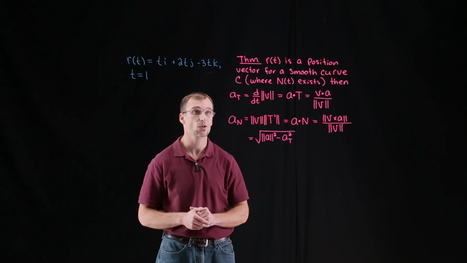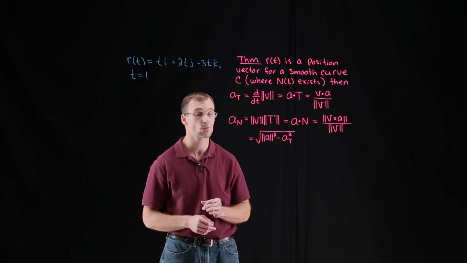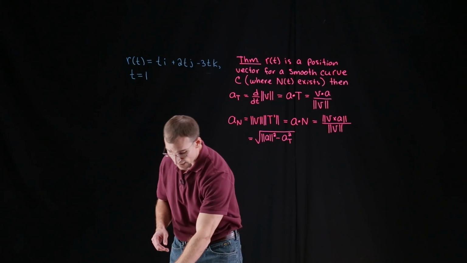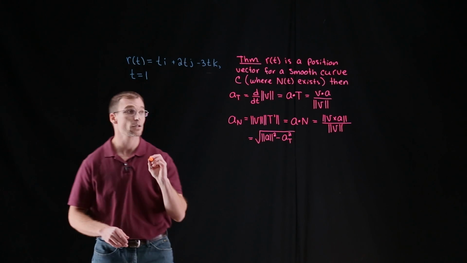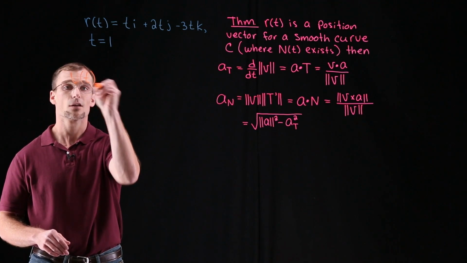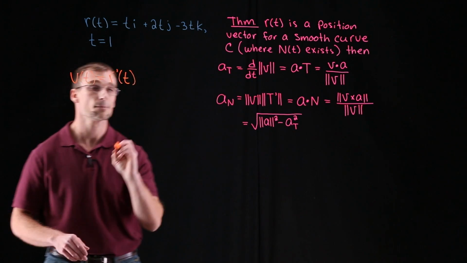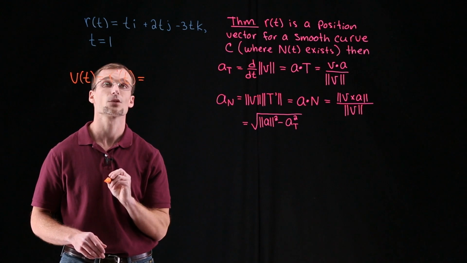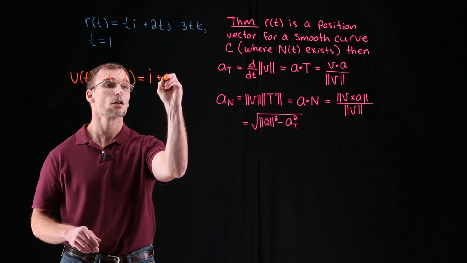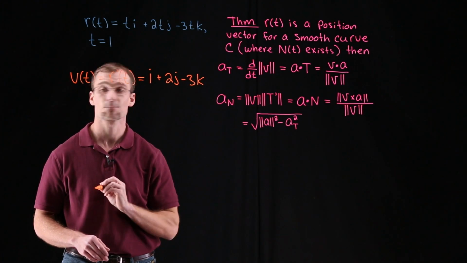So getting started, if we want to compute, say, the tangential component, we can look at the first part, and if we took the derivative with respect to t of the magnitude of v, that would give us that. So that's where we'll start. Let's take a look at v, our velocity vector. So v of t, which is equal to r prime of t, is going to give us the vector i plus 2j minus 3k.